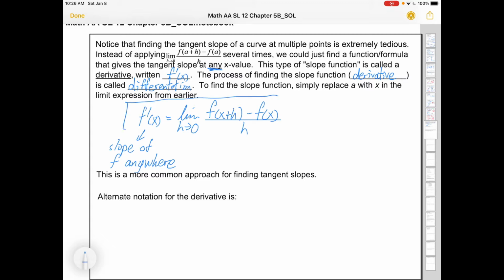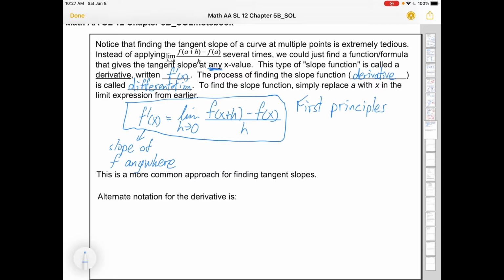It just comes from applying that limit. And if you were to get a calculus tattoo, this is probably the one, though I don't recommend it at all. This is super important. This is called first principles, and it's the way that we can find the derivative function from elementary methods. It's a more common approach for finding tangent slopes.